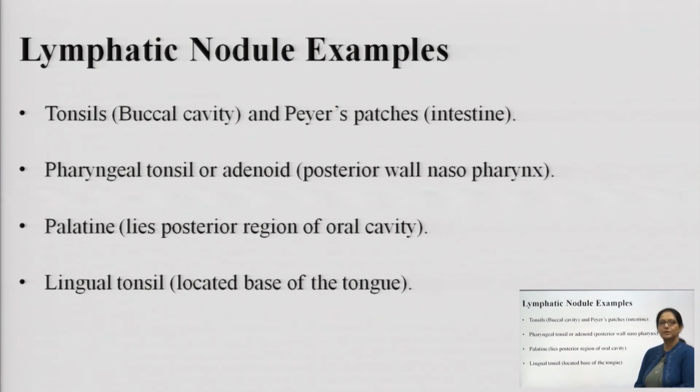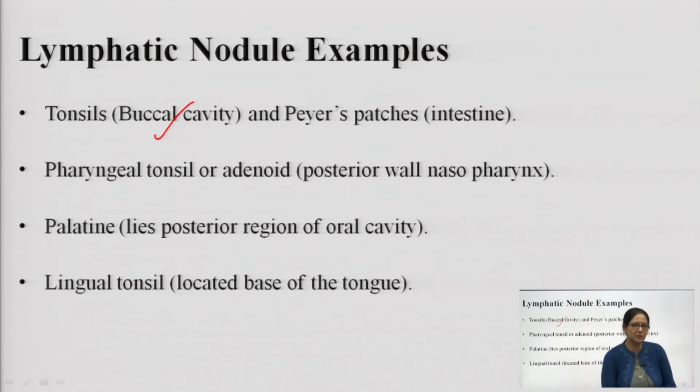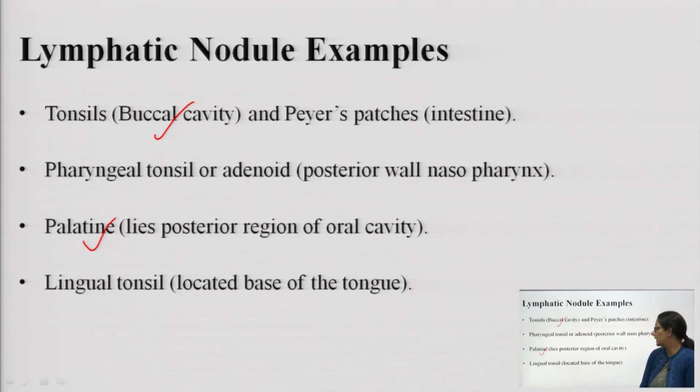And the examples of the nodules are: number 1, the tonsil, which is present in your buccal cavity; Peyer's patches, which are present in the intestine; the pharyngeal tonsil or adenoids, which are present in the posterior wall of the nasopharynx; the palatine tonsil, which is present in the posterior region of the oral cavity; and the lingual tonsil, which is present at the base of the tongue.